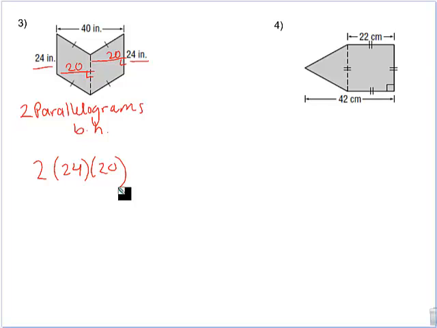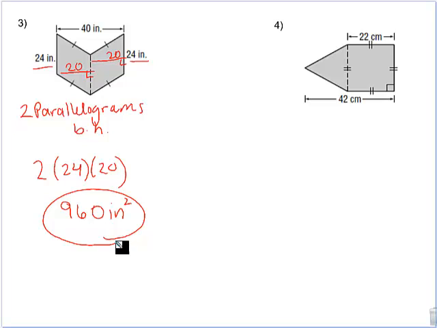Why do you do two? Because there's two bases. Yeah, we do 2 of them because there's 2 parallelograms there and they have the same area. Yep, 960. Okay. So 960 inches squared. Is that one okay? All right, next example.